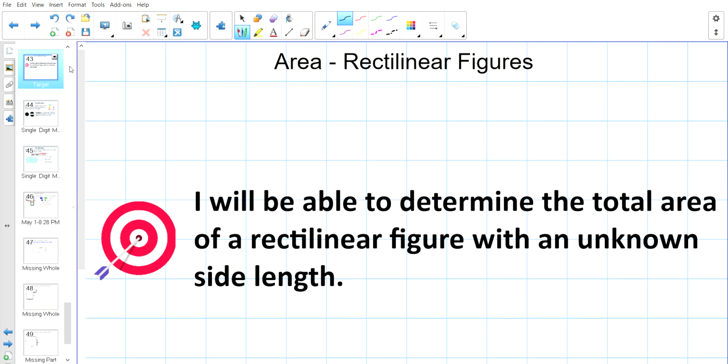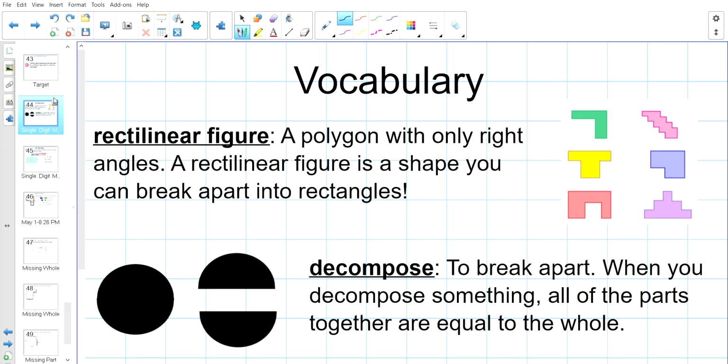Our target for today is, I will be able to determine the total area of a rectilinear figure with an unknown side length. Let's start by reviewing some important vocabulary you'll need to know.